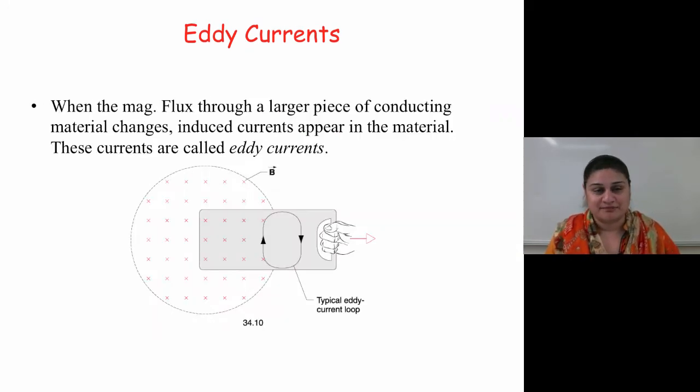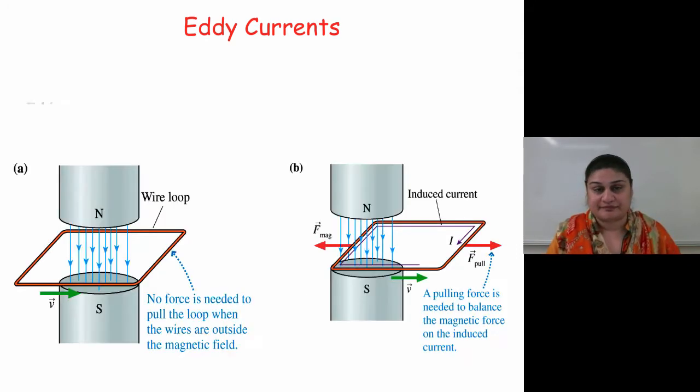In a nutshell, when the magnetic flux through a large piece of conducting material changes, induced currents appear in the material. These currents are called eddy currents.